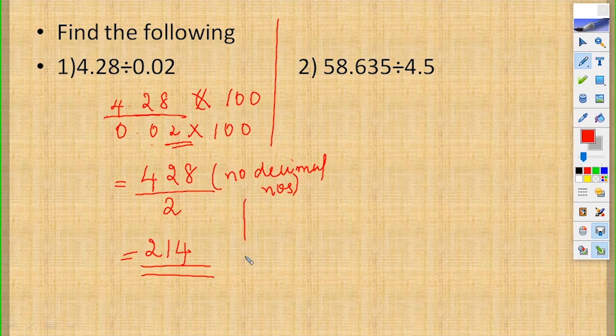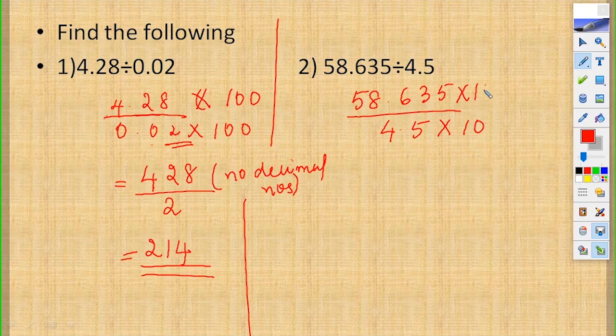Now, what about the second question? I have here 58.635 divided by 4.5. I have to get rid of the decimal in the denominator. I'll multiply by 10. I don't have to multiply by 1,000, I will just multiply by 10 so that the denominator becomes a whole number. So, what is the new dividend now? 586.35 by 45. Now, how many decimal places does the new dividend have?